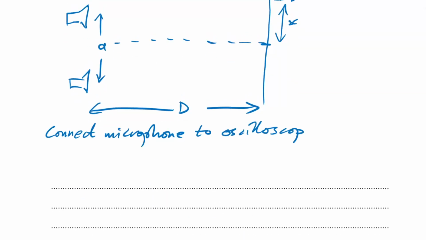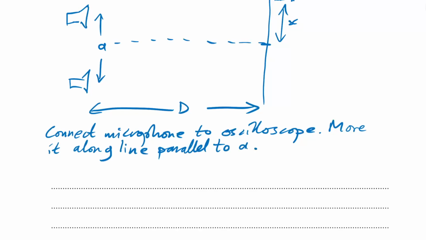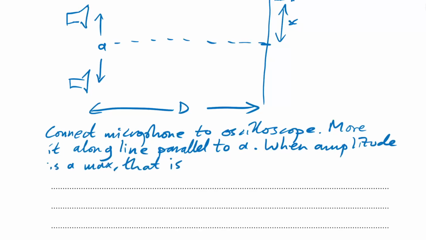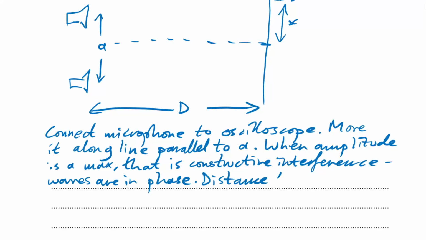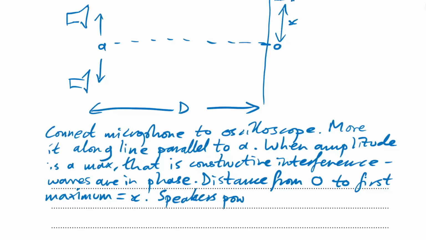So what can we say? We can connect the microphone to an oscilloscope and move it along a line parallel to A. When the amplitude is a maximum, that is constructive interference. Waves are in phase. The distance from 0 to the first maximum is what they're calling X. Speakers powered by a signal generator. And let's not lose sight of what the experiment was trying to find out.